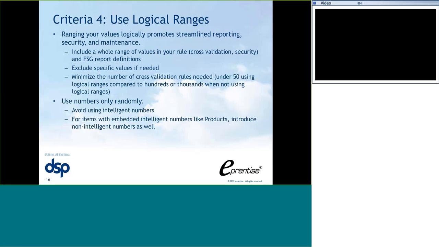Don't use numbers randomly. If you've got a car serial number and the first 4 digits are the year, the second 2 digits are whether it's a sedan or a convertible, the next 3 digits, a 2-door or 4-door. By the time you get to report on that embedded data, it's very, very difficult. It's very difficult to sort. It's very difficult to search on data that's within an intelligent number.